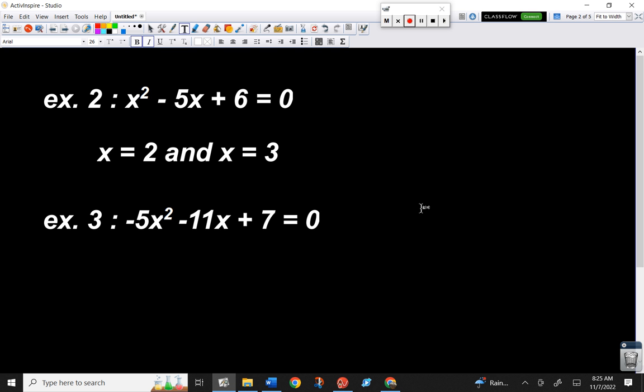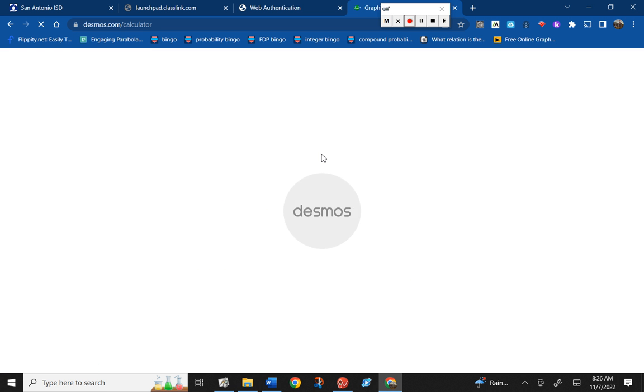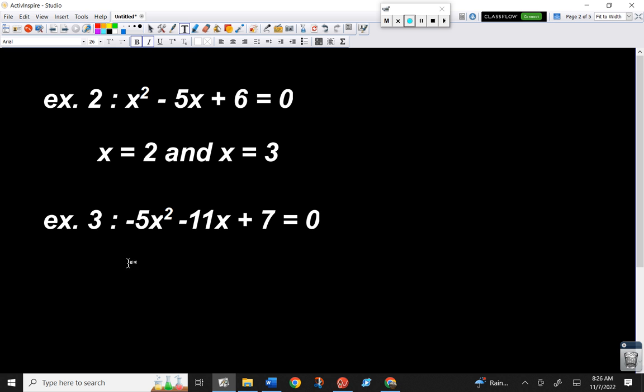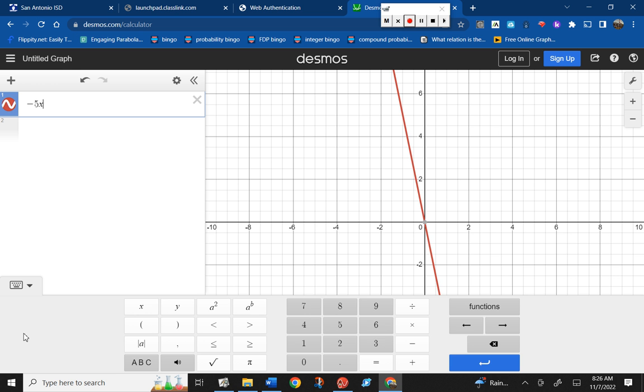Well, what if you're not at school and you put this in the calculator? Well, we'll go to Desmos.com. And then right here, select Graphing Calculator. When you select Graphing Calculator, ladies and gentlemen, it will pull you up to this screen right here. So you'd put x squared minus 5x plus 6. To get the squared, you click on this little keyboard here, and it'll let you type the square.